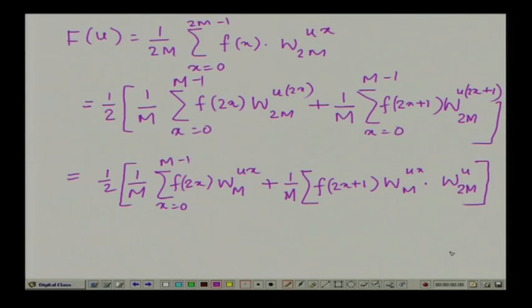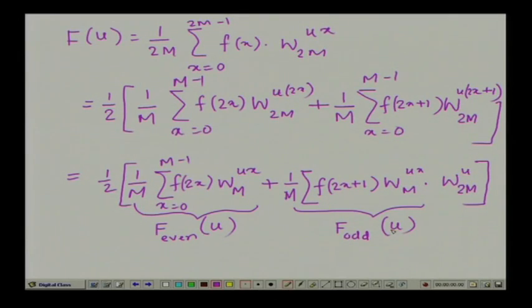Now, if you analyze this expression, you find that the first summation gives you the Fourier transform of all the even samples. So, this gives you F_even(u), and the second summation gives you the Fourier transformation of all the odd samples. So, I write it as F_odd(u), and in this case u varies from 0 to capital M minus 1. So, by separating the even samples and odd samples, I can compute the Fourier transformation of the even samples to give me F_even(u), I can compute the Fourier transformation of the odd samples to give me F_odd(u), and then I can combine these two to give me the DFT coefficients of values from 0 to capital M minus 1.